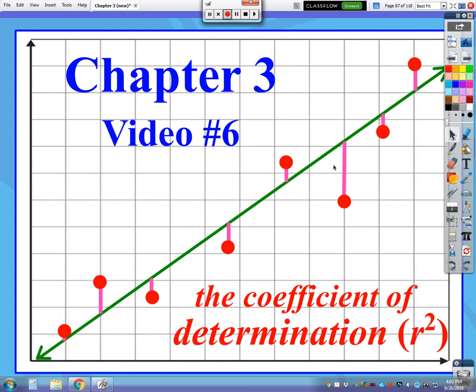Video 6 of Chapter 3. We're going to be talking about this concept called the coefficient of determination, which is also called simply r squared.